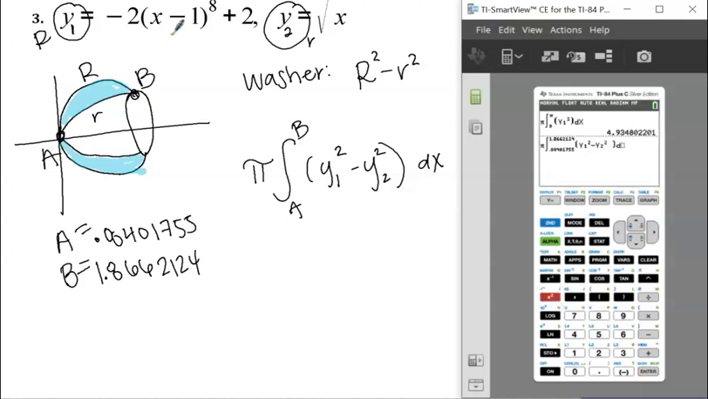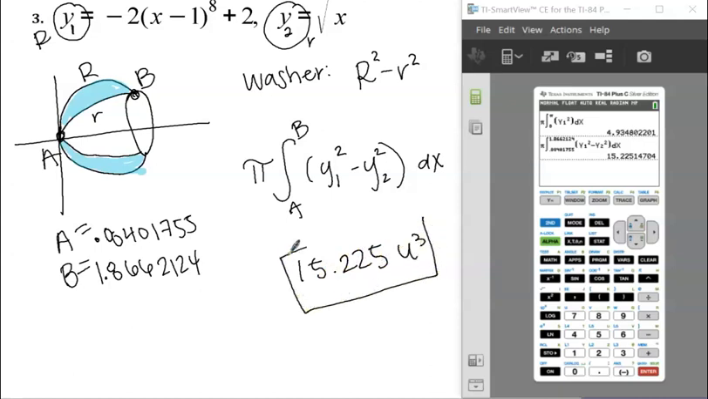So that's like our r squared, so that would be this one squared minus that one squared. This one, if you'd rather just type in an x, since square root of x squared is just x, that's fine. This one, I would type it in with the y1, since it's a complicated equation. And then that gives us our volume of 15.225 units cubed.